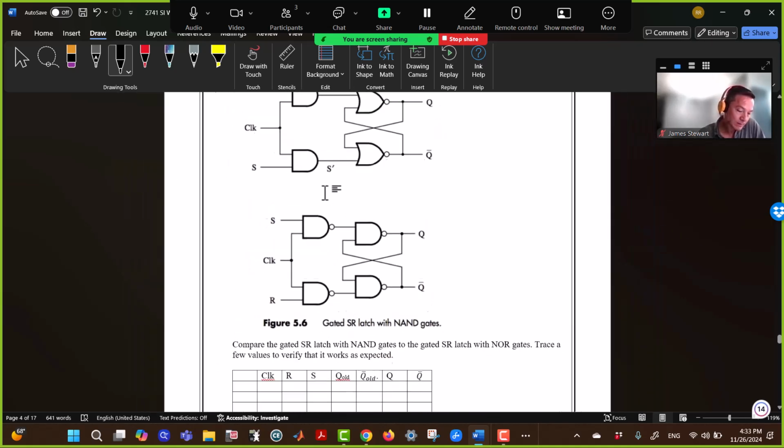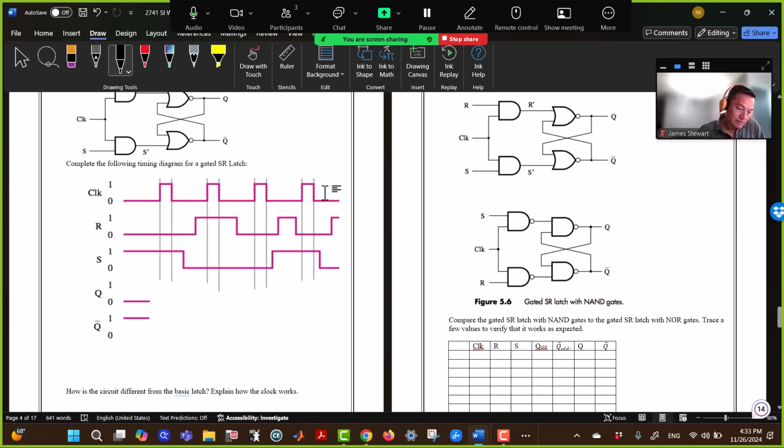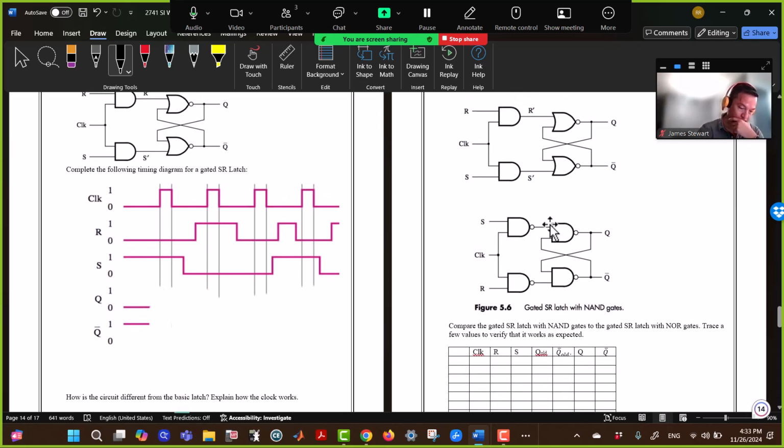Oh yeah. Okay. So now I made this up. This is not one that he would give you, but this is just to make sure that you would understand how it would work. So compare the gated SR latch with NAND gates to the gated SR latch with NOR gates. Trace a few values to verify that it works as expected.